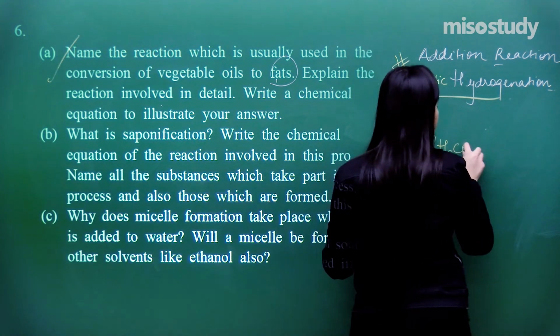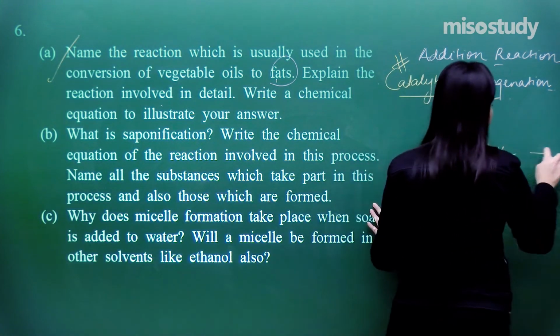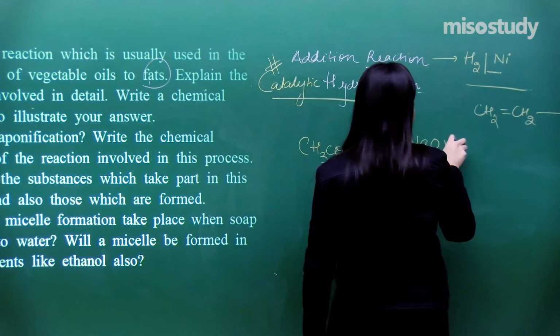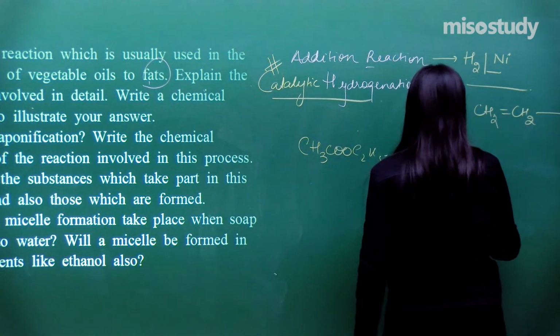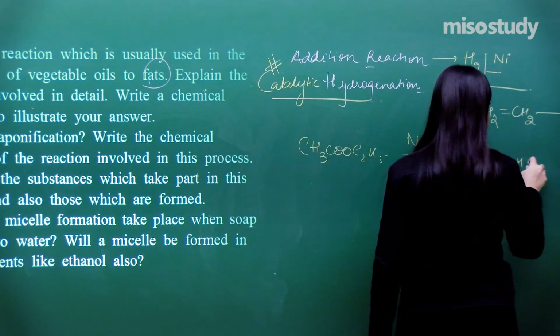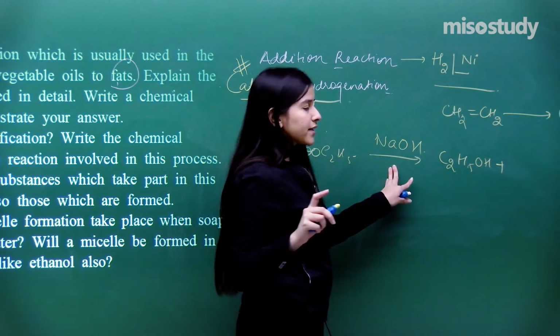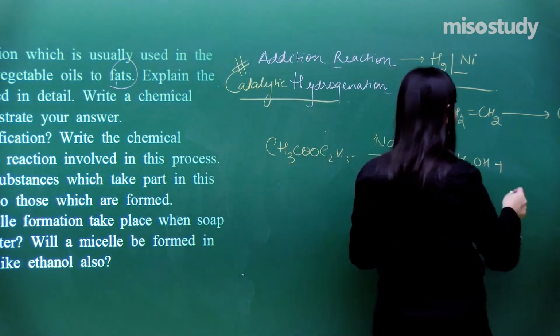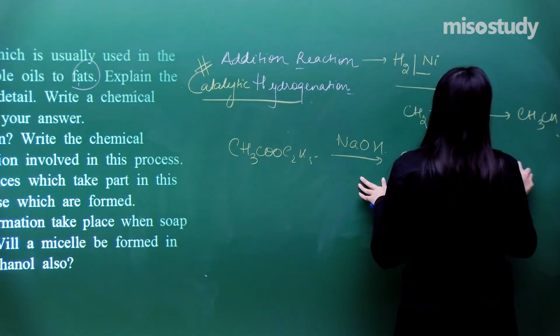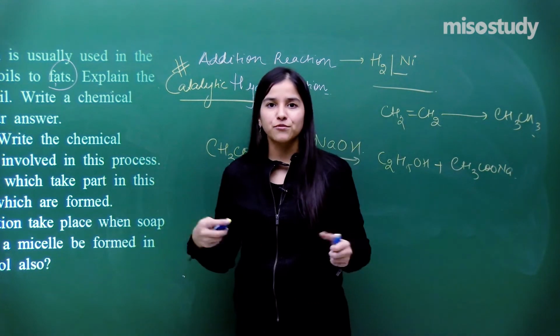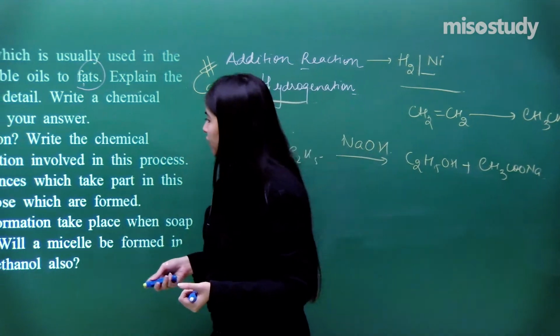That means let's take up this ester and react it with NaOH. Then there will be the formation of soap. I get the alcohol as it is plus the sodium or potassium salt. Whenever I am using sodium hydroxide, we will be getting the sodium salt of acetic acid, whereas if I use KOH, I will be getting the potassium salt. So that is what saponification is. Fine.